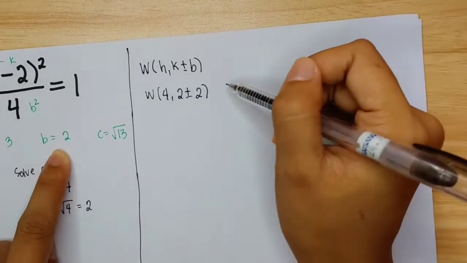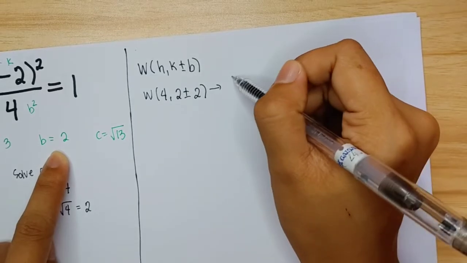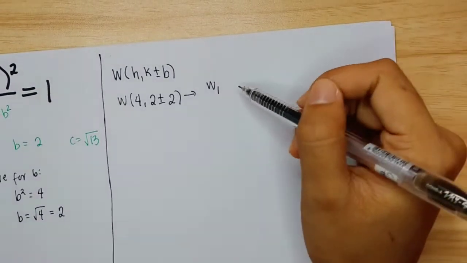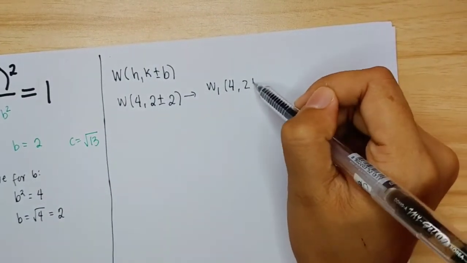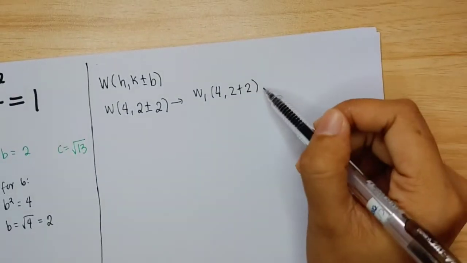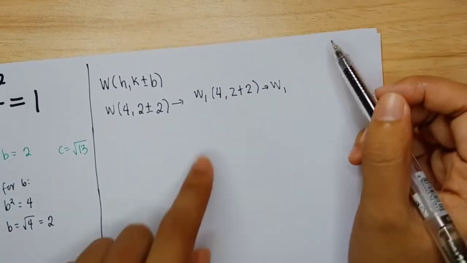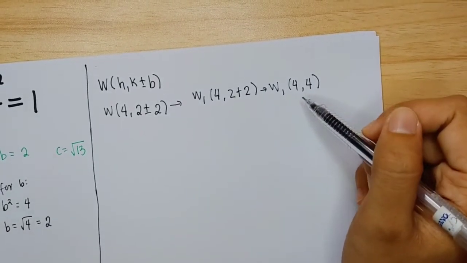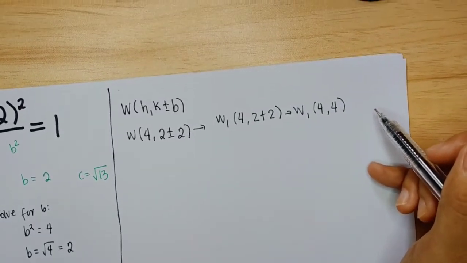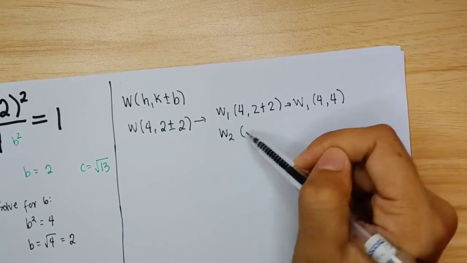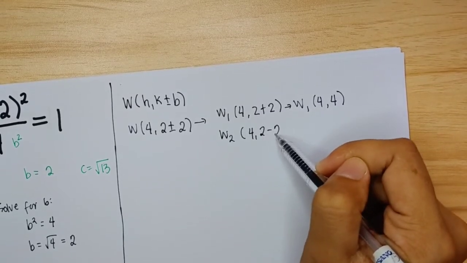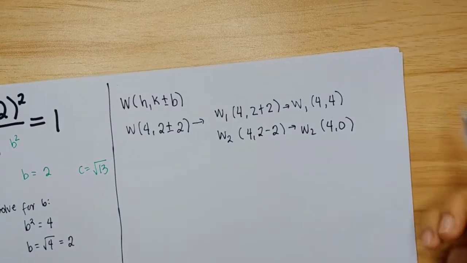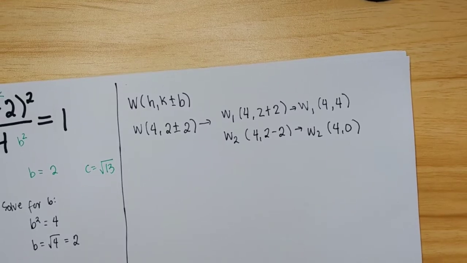Okay, with that, we can solve for our W1. W1 natin is (4, 2 plus 2). So, we have W1 natin is, copy yung 4, then 2 plus 2 that is 4 also. So, yung co-vertex 1 is (4, 4). Then, yung co-vertex 2, we have (4, 2 minus 2). So, this is W2. We have (4, 0). So, yan yung co-vertex 2 natin.